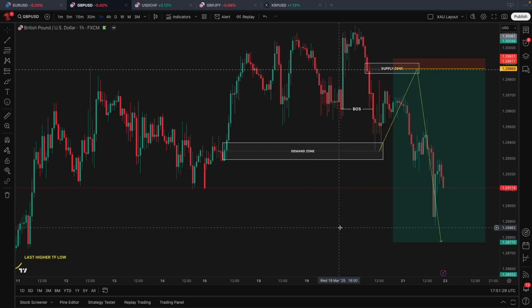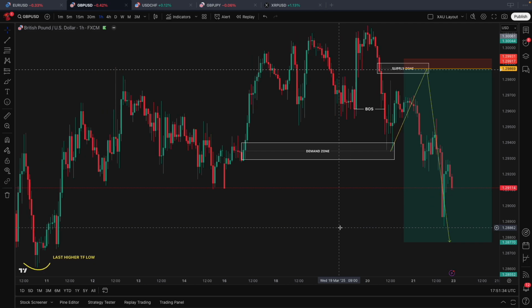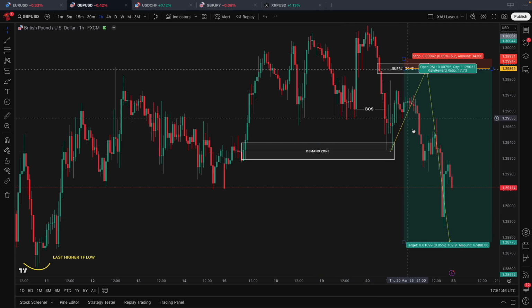Heading over to the Great British Pound to the US dollar markets, this is the cable. As you can see, we had very similar thoughts in comparison to the euro US dollar, and this is because the US dollar is the quote currency for both pairs, right? So we are wanting to see strength in the US dollar, and you can see that we were delivered with that.